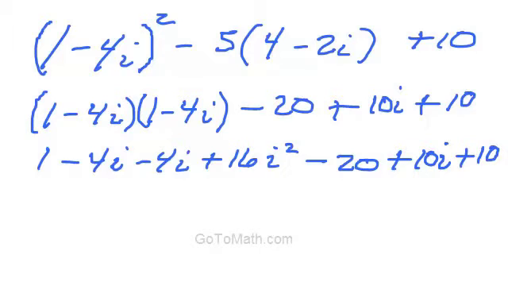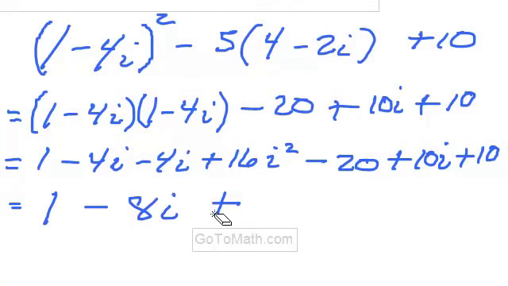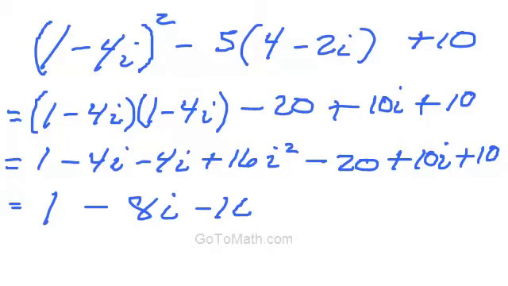Okay, I should be writing equal signs here, I guess. Alright, so we got 1 minus 8i plus, now you know what, this is i squared, so that becomes negative 1, so that's going to make that a negative 16. So let's just go ahead and write minus 16 here, and then we rewrite the rest of the terms and plus 10.